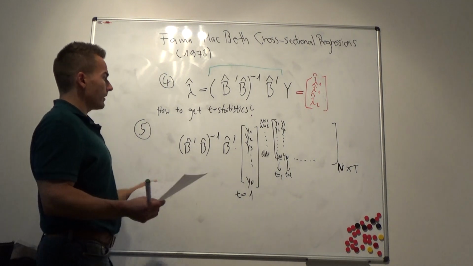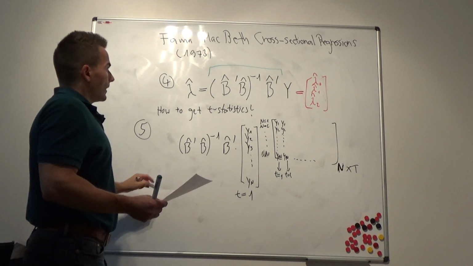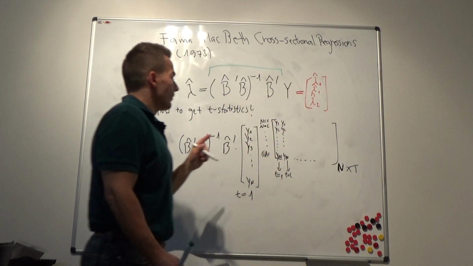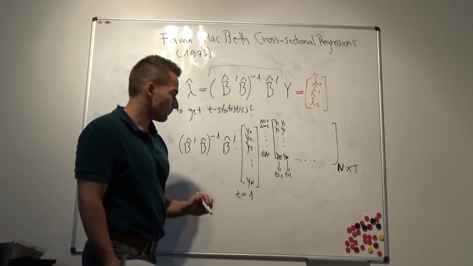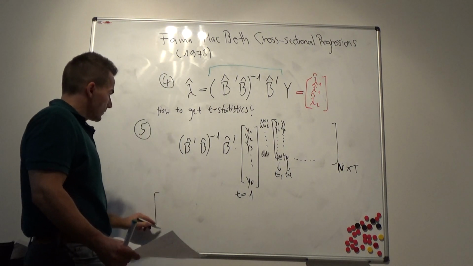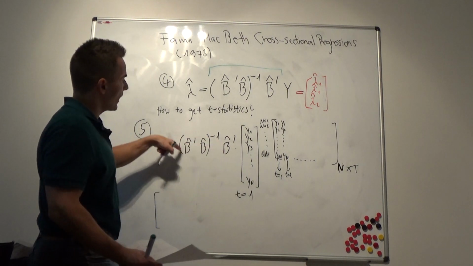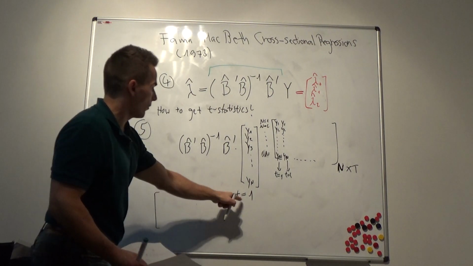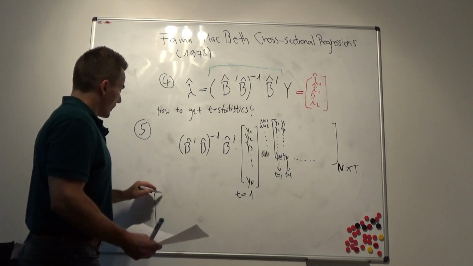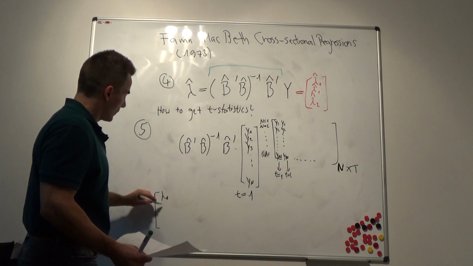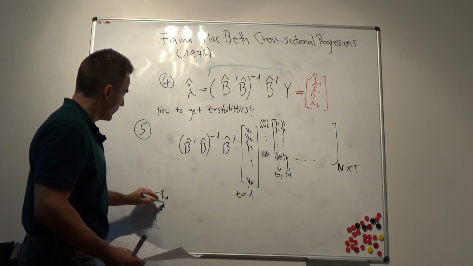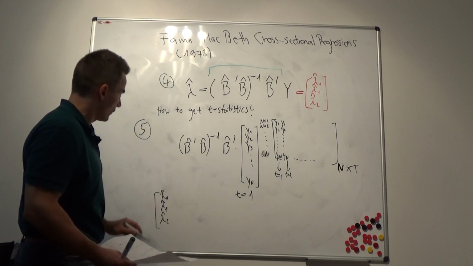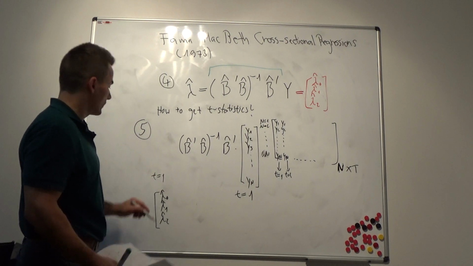And what we get are the estimates lambda hat 0, lambda hat 1, lambda hat 2 for the first point in time. So we're multiplying this with the first column vector here in our data matrix, for given time t is 1, we get our lambda hat 0, lambda hat 1, and lambda hat 2, for t is equal to 1.